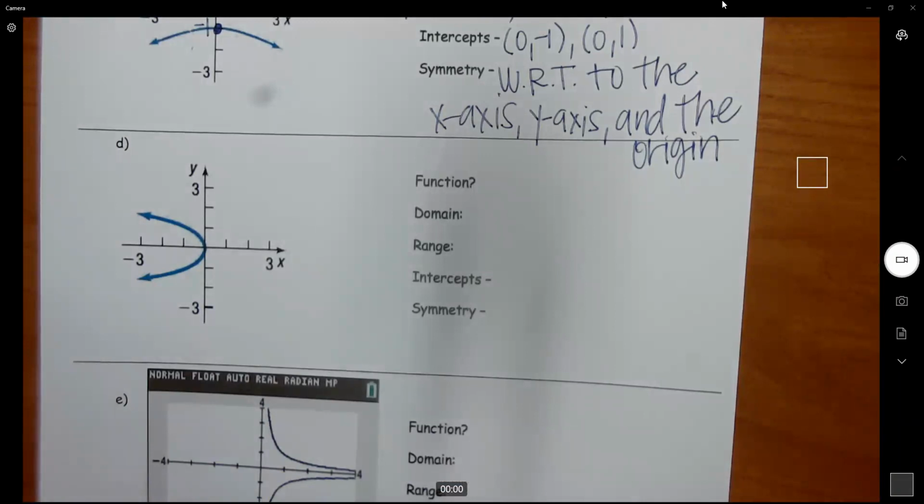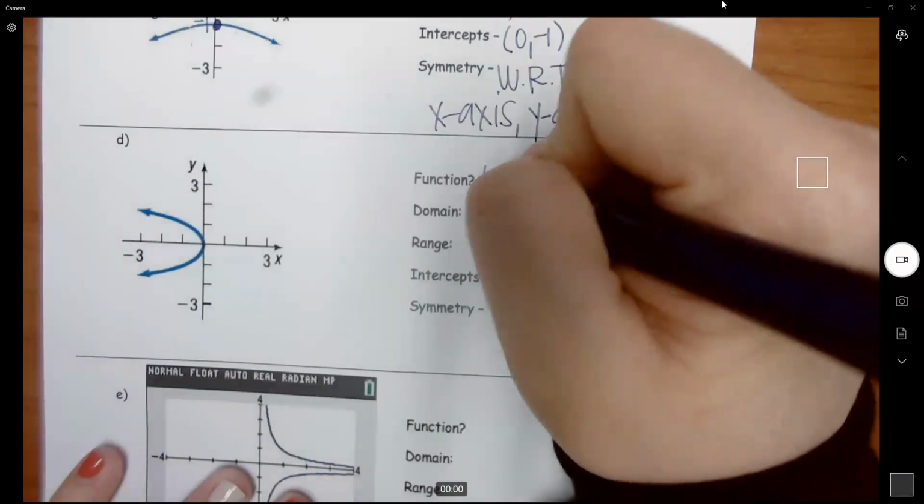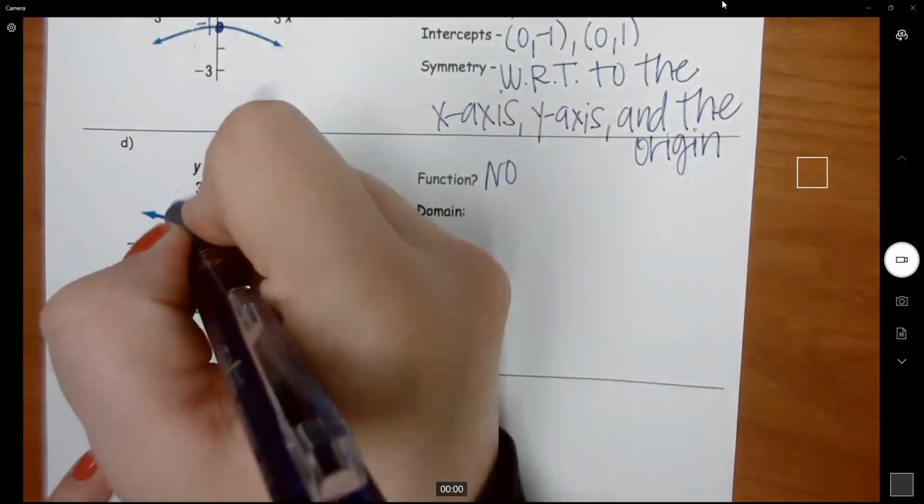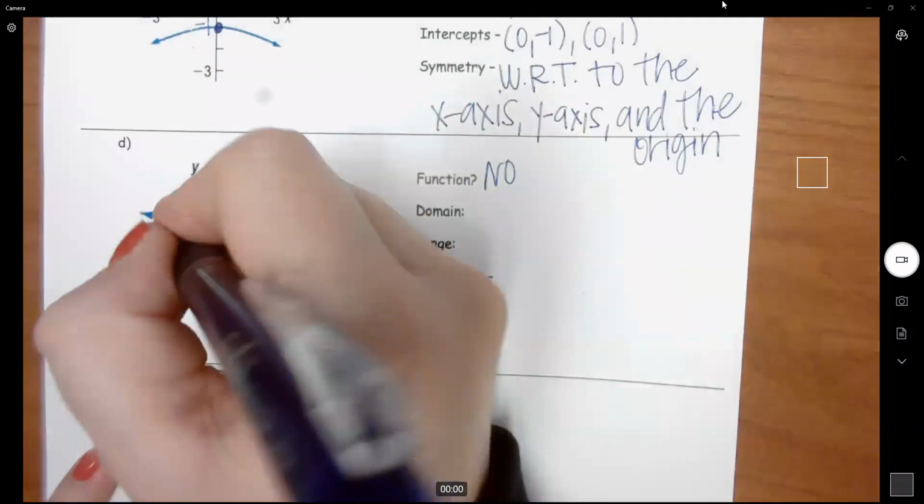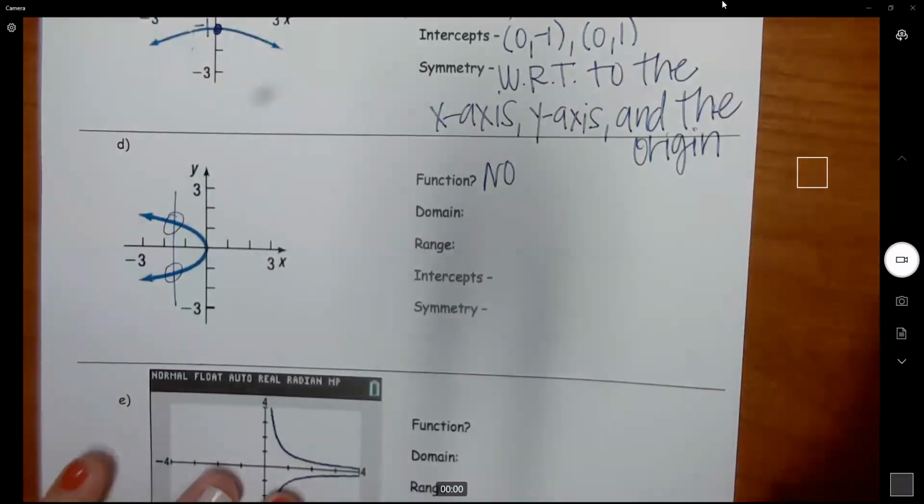Okay, I hope you paused the video, so let's check your answers. We should have got no, this is not a function, because when you put a vertical line through here, it touches this twice.